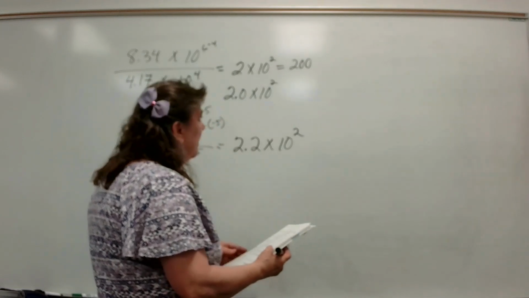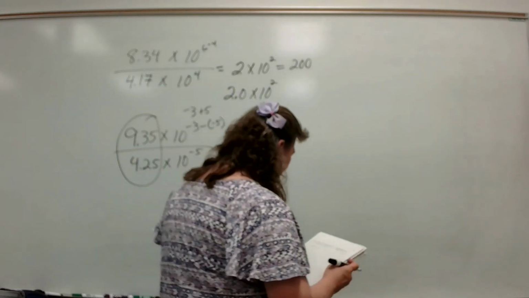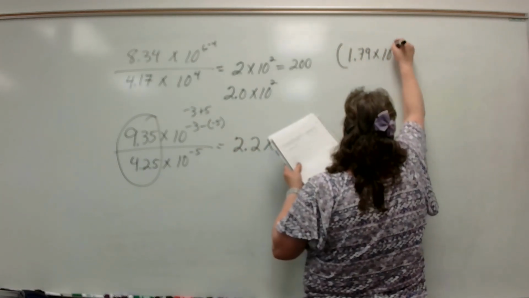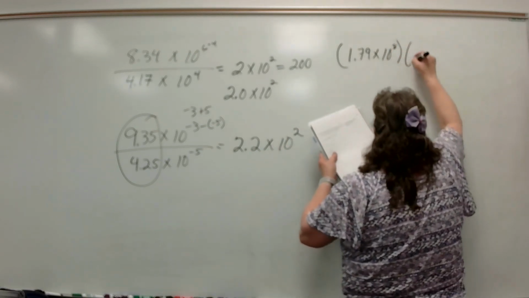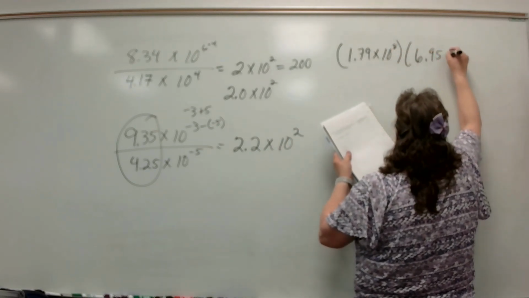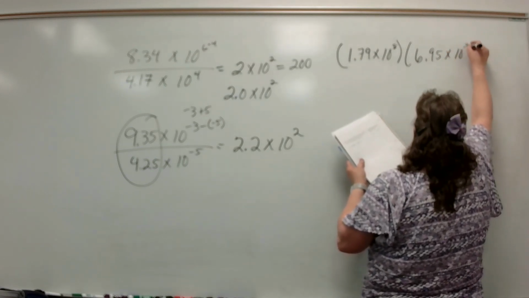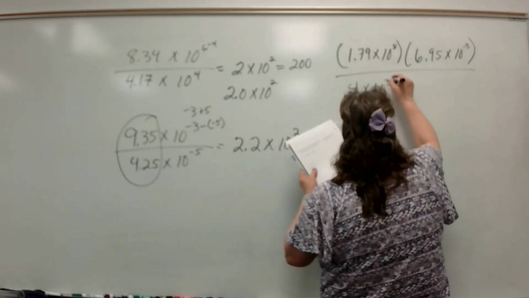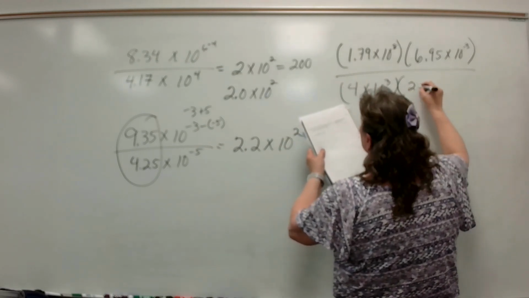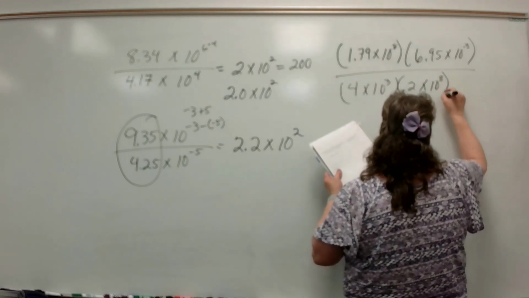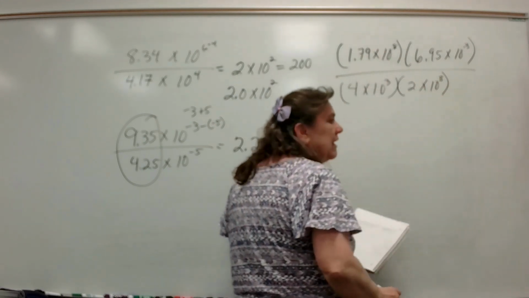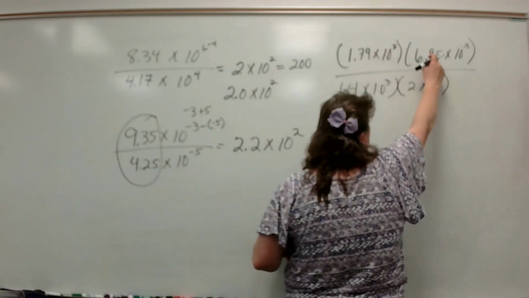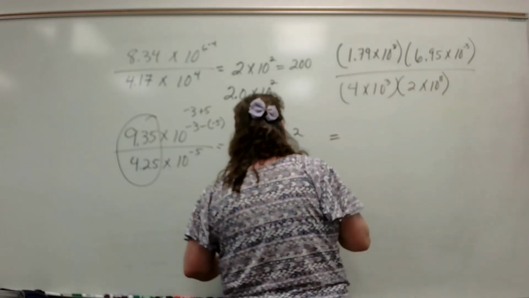Now let's look at something a lot more complex. 1.79 times 10 to the 8 and then times 6.95 times 10 to the negative 3, all over 4 times 10 to the third, times 2 times 10 to the 8th. Since these don't go evenly, I'm not going to divide it before I do anything. Instead, we're going to multiply the top, multiply the bottom, and then go from there.